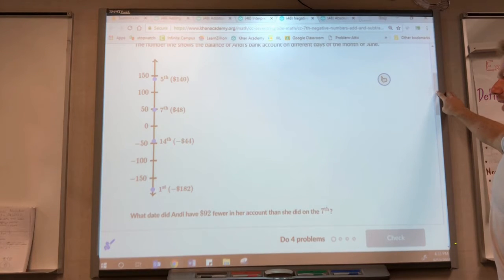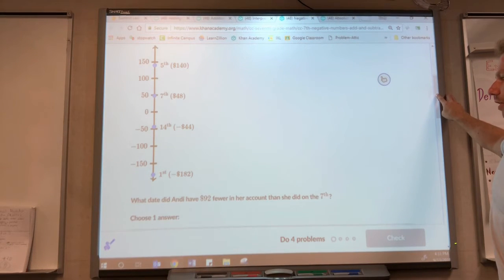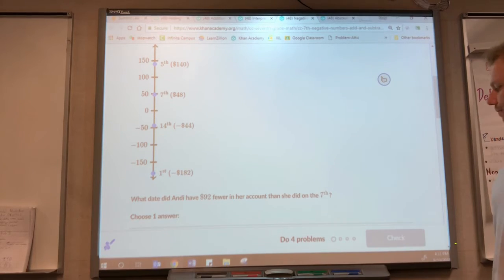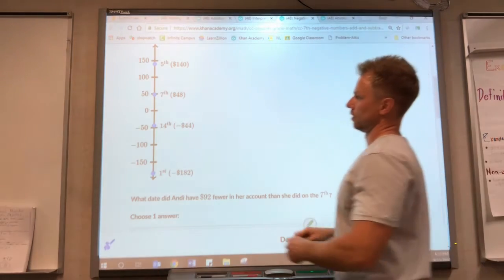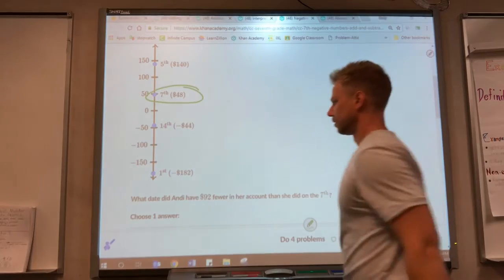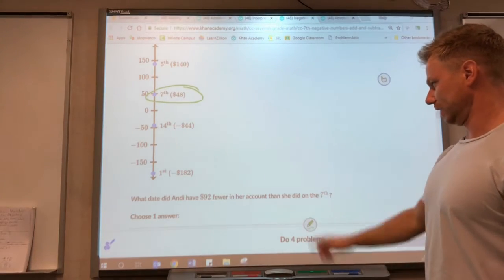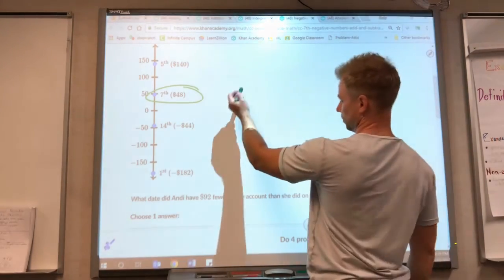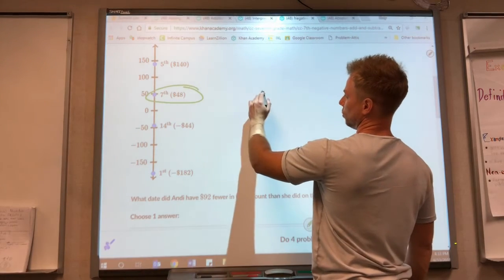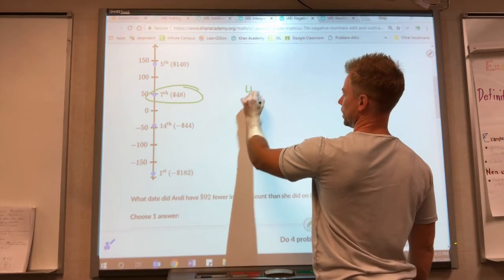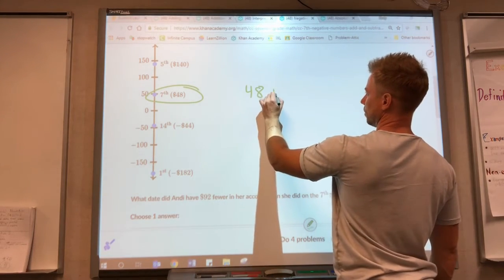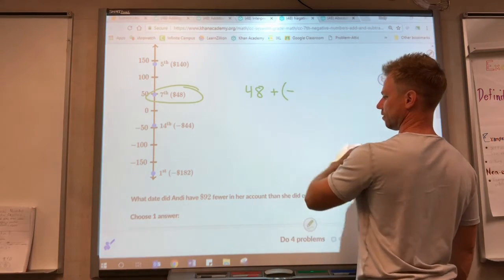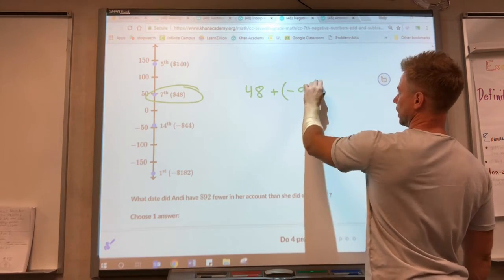What date did Andy have $92 fewer in her account than she did on the 7th? Okay, on the 7th, she had $48. So on what date did she have $92 fewer in her account? Well, let's subtract those two. We're doing 48 plus a negative 92, okay?